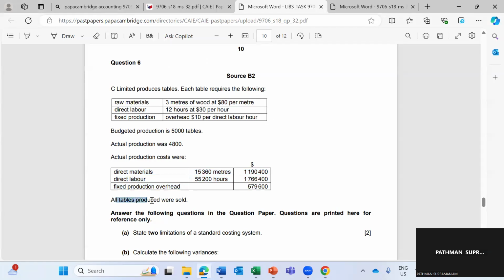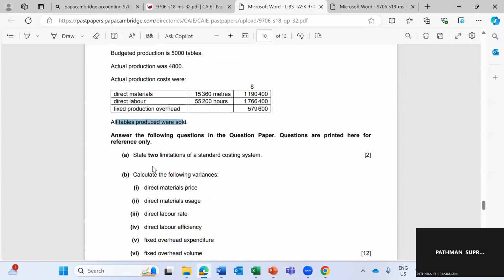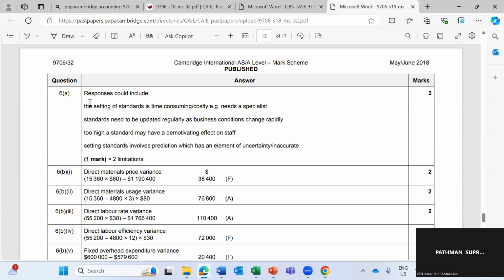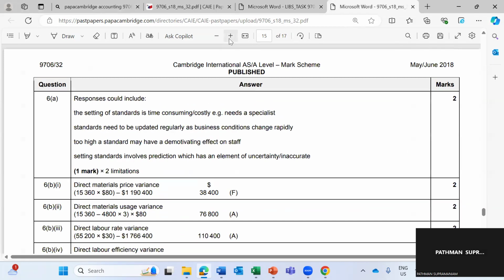Okay, and they tell you that all tables produced were sold, which means that there is no inventory. Okay, part A, state 2 limitations of a standard costing system. So you can try out these answers. Setting of standards is time consuming, costly, right?